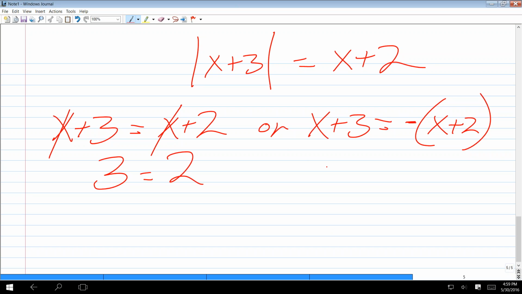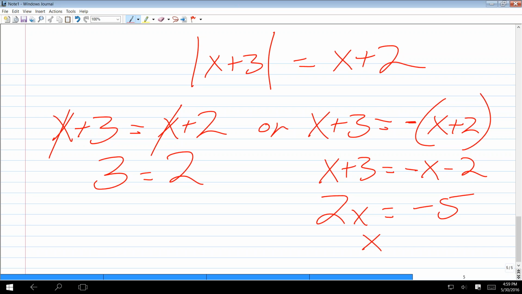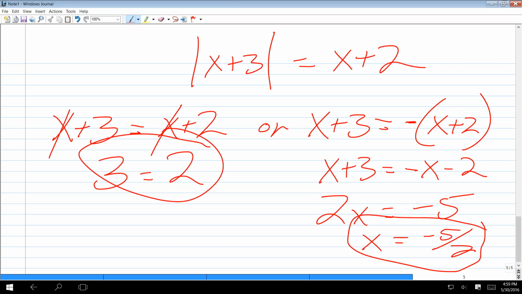Does the right side? Maybe. We got x plus 3 equals negative x minus 2. You can bring the x over, so now I have 2x equals negative 5. Yes, that one does have a solution. So this would be the only solution to this problem. You can never have a solution that ends up with one number equaling another number. That means there's no solution to that part of it.